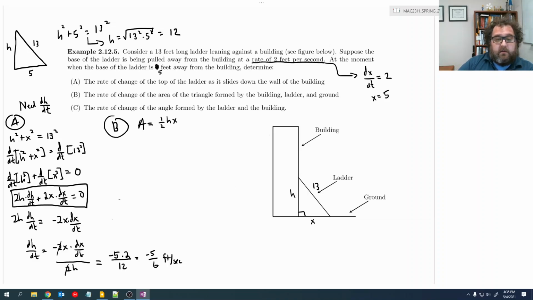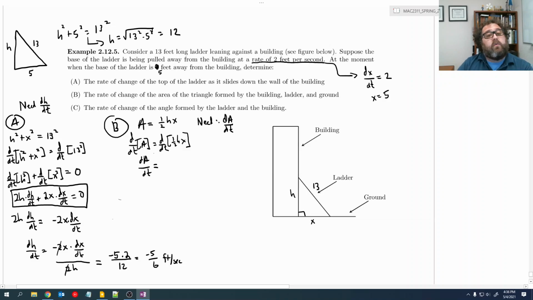We need the rate of change of the area, dA/dt, A for area. So what do you get? If you differentiate both sides with respect to time, well, the left-hand side is exactly what we're after, dA/dt.